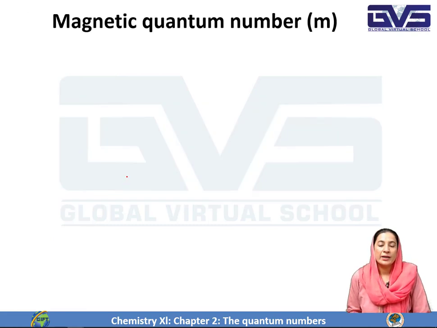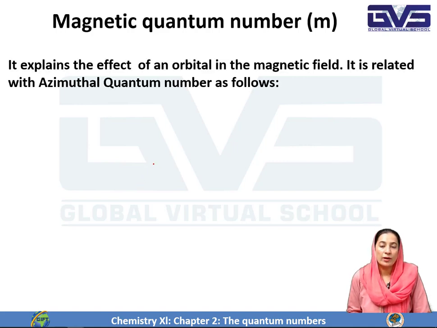And third, we have the magnetic quantum number, represented by small m. Basically it tells about the orientation of the orbitals in space. That is how we know how many orbitals are in the S, P, D and F subshells, and how they are oriented in space. It also explains the effect of an orbital in a magnetic field, and this is related to the azimuthal quantum number. How is this related to the azimuthal quantum number?